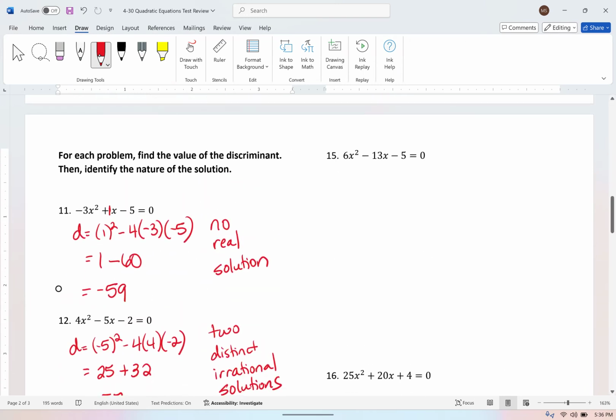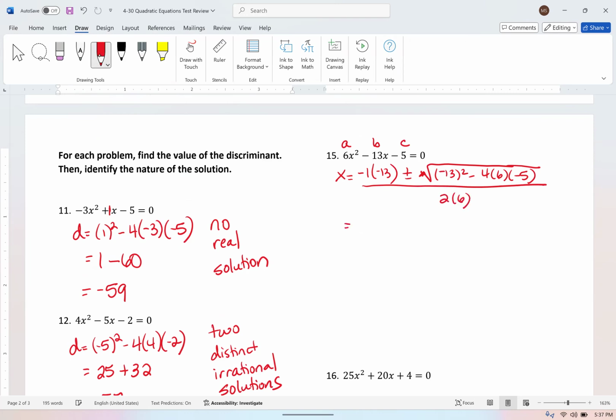Okay, number 15. Again, here is your A, here is your B, and here is your C. So x equals the opposite of B or negative 1B. I think of it that way, really. Negative 1B. It's the same thing as the opposite of B. Plus or minus the square root of B squared, negative 13 squared, minus 4 times A is 6, C is negative 5, and then all divided by 2A, 2 times 6. So negative 1 times negative 13 is 13. Negative 13 squared is 169.